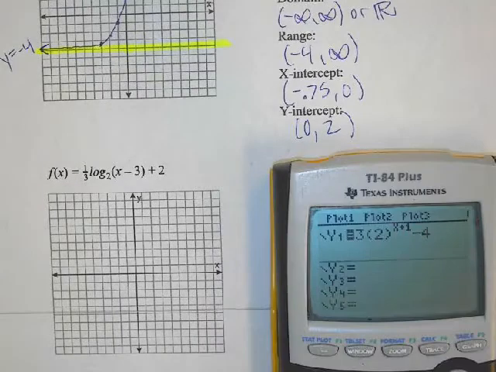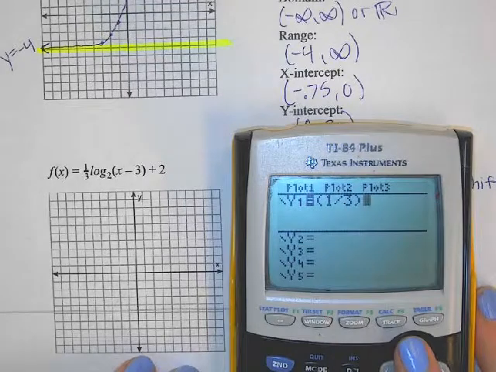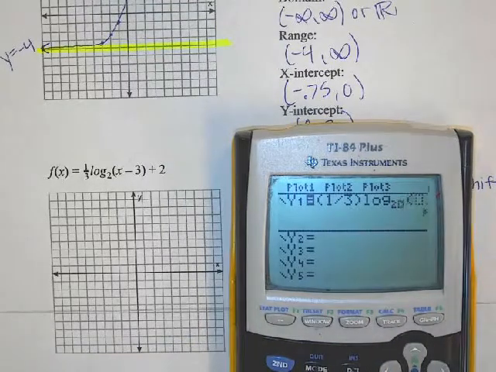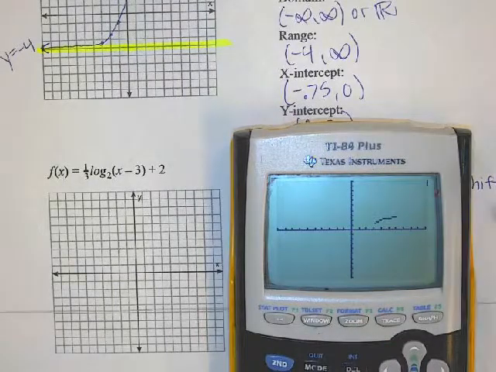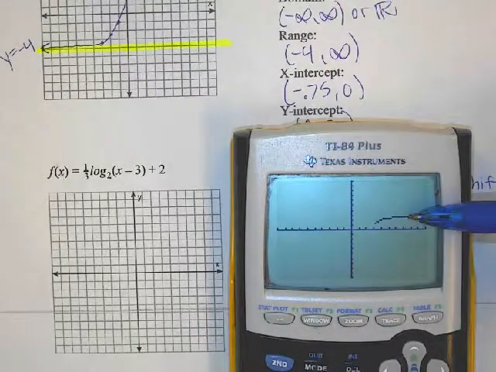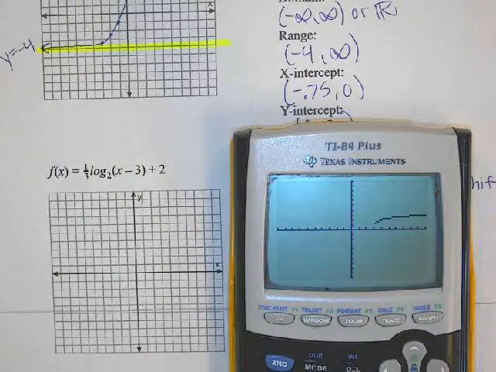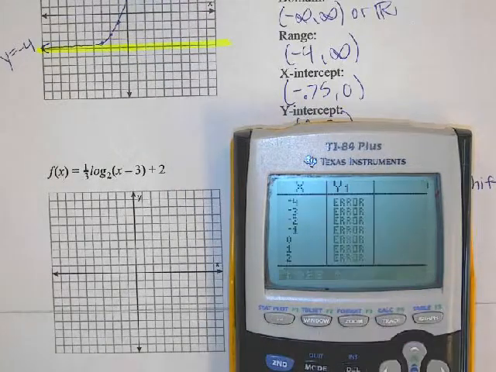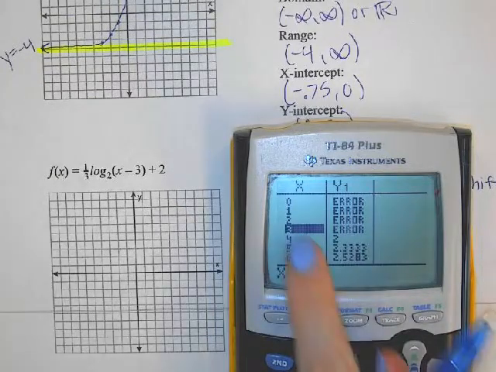Y equals. Clear. Put the 1/3 in parentheses. Go to math. Log base 2 of x minus 3 on the outside plus 2. Graph it. Like I said before, even though it looks like it is stopping there, what is happening? It keeps decreasing, but it's hugging that vertical asymptote. We need to figure out where that's at. So go to the table. It says errors on all of these. Where was the very first original error? It was at 3. So that was where the wall existed. So it keeps decreasing, but it will never reach 3 because at that x value it is undefined.